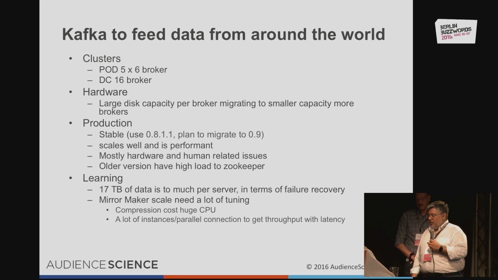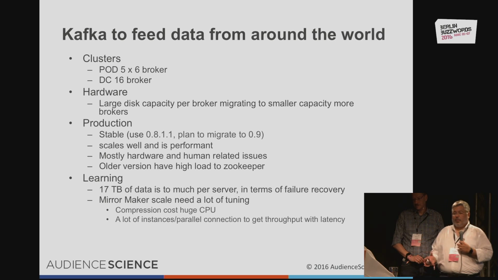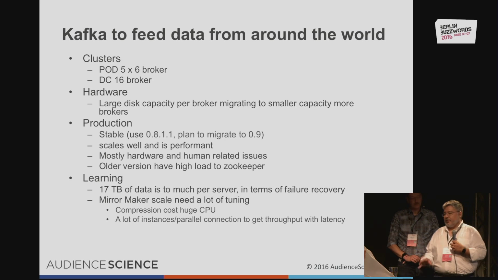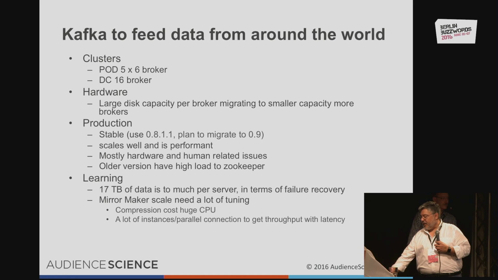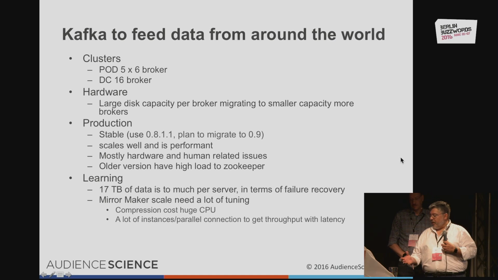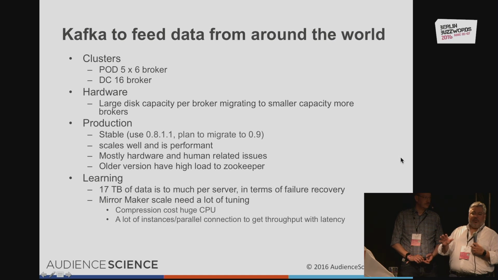Again, we're going up to 0.9, right? It's much more efficient. We haven't tried Kafka streaming or anything else like that yet. We use the Mirror Maker. It requires a lot of tuning and experimentation from our perspective, right? It uses a lot of memory, but it does work.